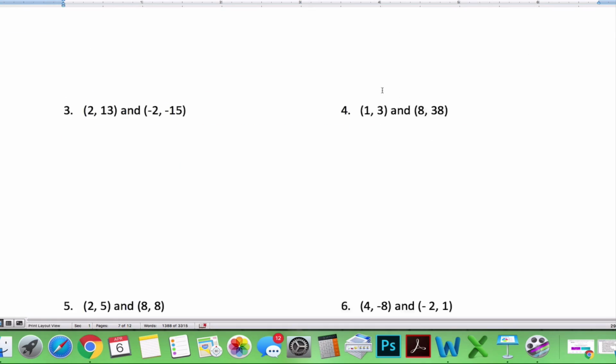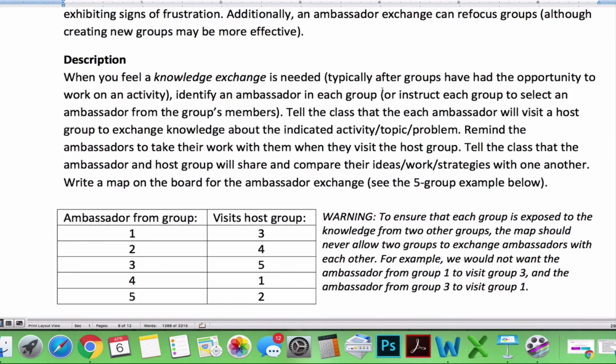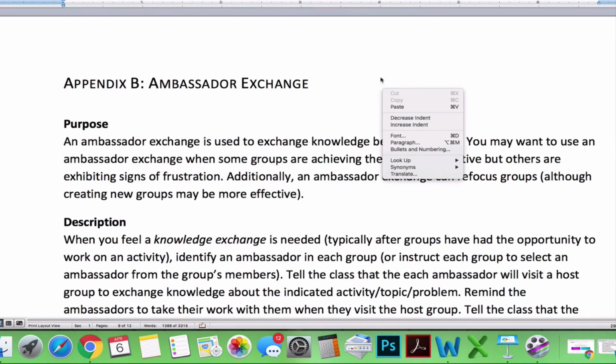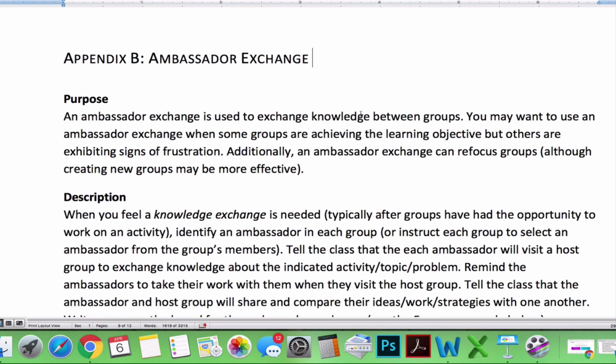This is a worksheet they gave at the end of this lesson. Remember earlier I talked about an ambassador exchange? We're going to call it a toolbox later, but right now we're just calling them appendices. These are little tools we use to share knowledge. One of them is an ambassador exchange. You'll see in the box the purpose for it, how you conduct the ambassador exchange in class, and what goes on.